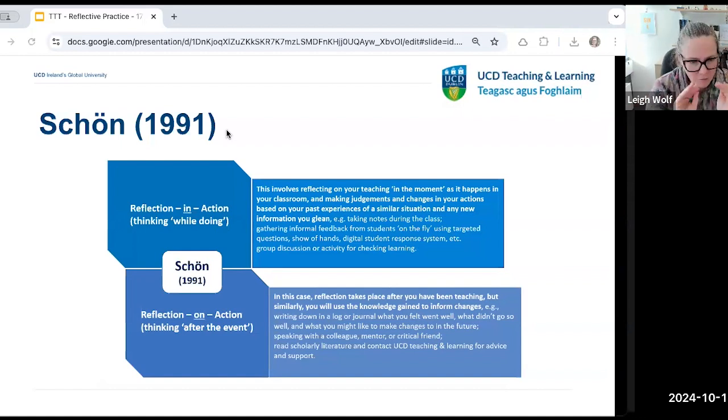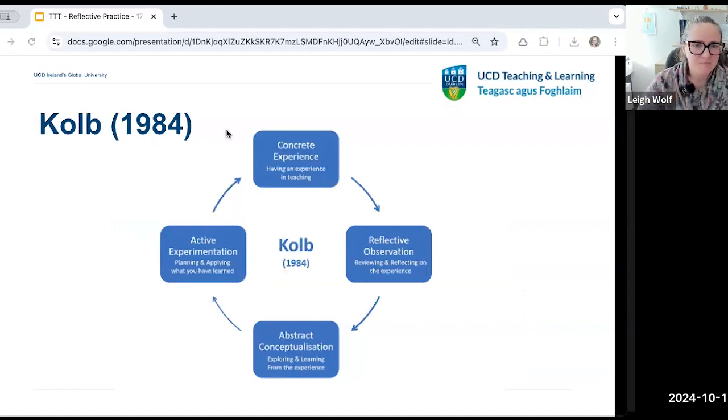And then the reflection on action is taking that step back and journaling or thinking about what went well, what didn't go so well. You could also pull in others in the process as well, speaking with a mentor or a critical friend. We in teaching and learning have a lot of resources around this as well. So it's one model of operationalizing reflective practice.